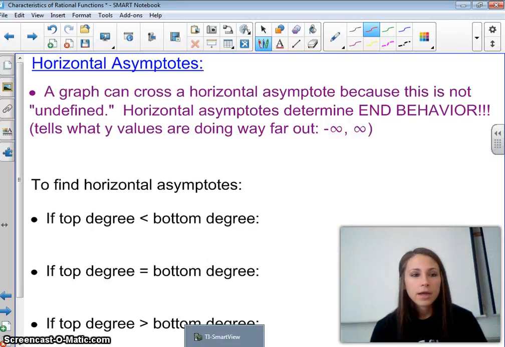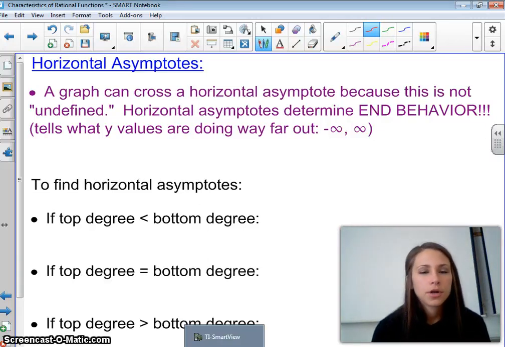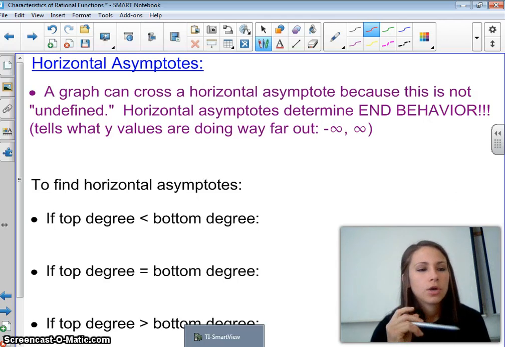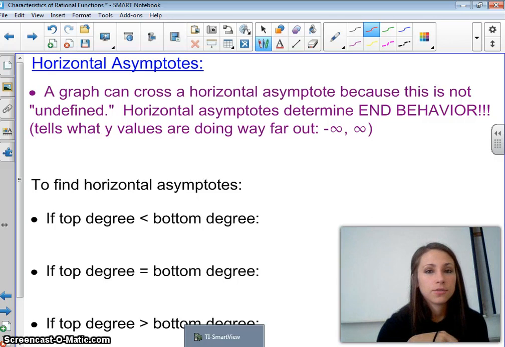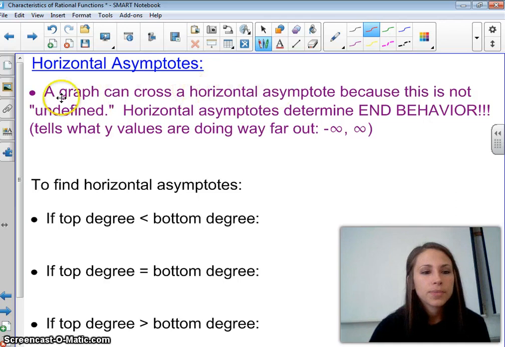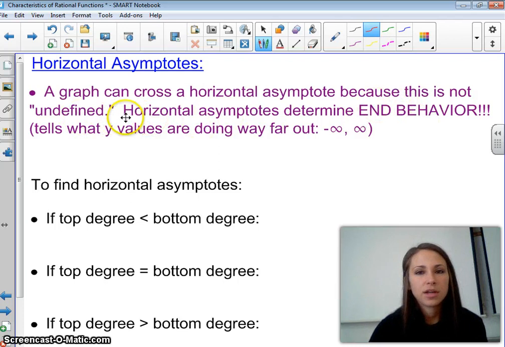Alright, so we're going to pick back up with horizontal asymptotes. This is the third characteristic about rational functions that we're going to find. One thing that you need to be aware of with horizontal asymptotes that's different from vertical asymptotes is that with vertical asymptotes, the graph is never going to cross, because those are places where the graph is undefined. Those are the numbers that would make the bottom zero. A horizontal asymptote, though, the graph can cross. In some places it's going to cross that, because this is not an undefined place.